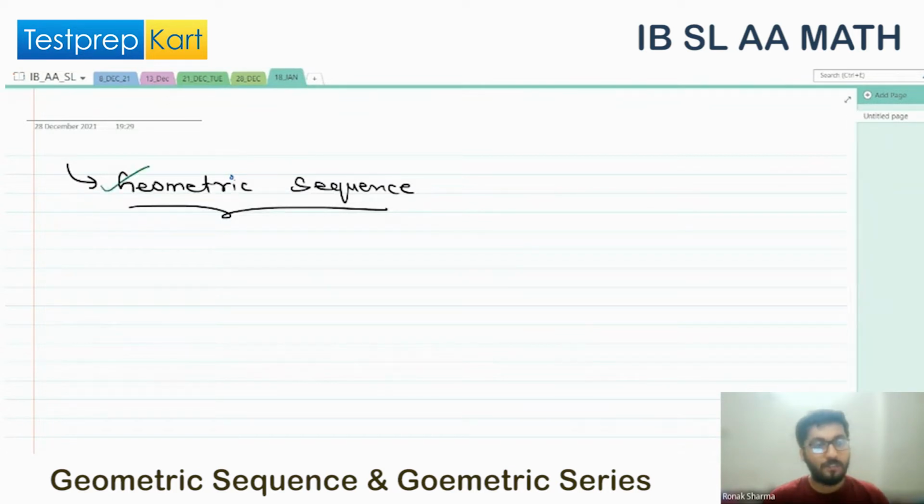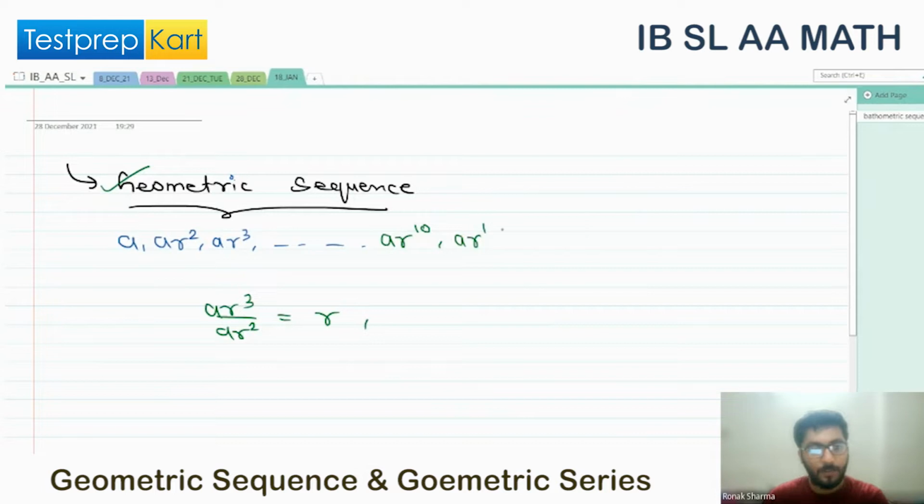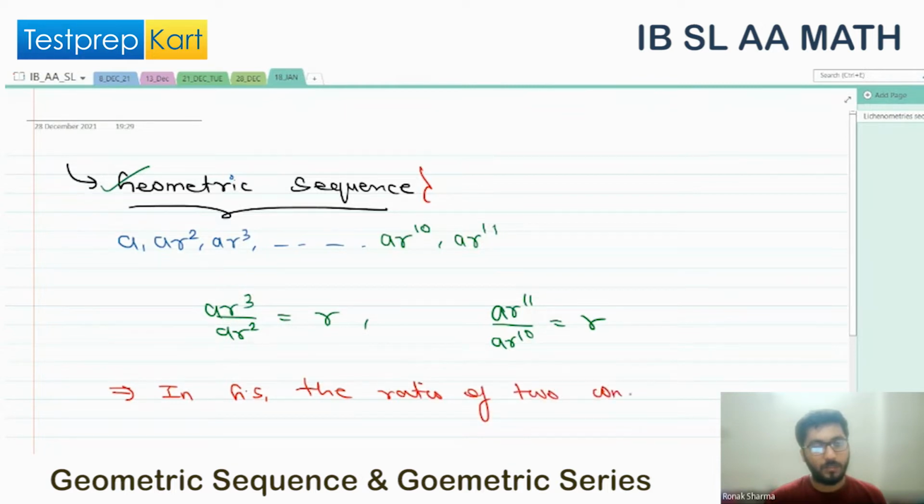But in geometric sequence, if we take the ratio of two consecutive terms, let's say I have a, ar, ar square, ar cube, and it will go on. If I pick ar cube by ar square, you can see that it comes out to be r. If I pick ar power 10 and ar power 11, the ratio again comes out to be r. So basically in geometric sequence, the ratio of two consecutive terms is constant. Yes or no? Okay.